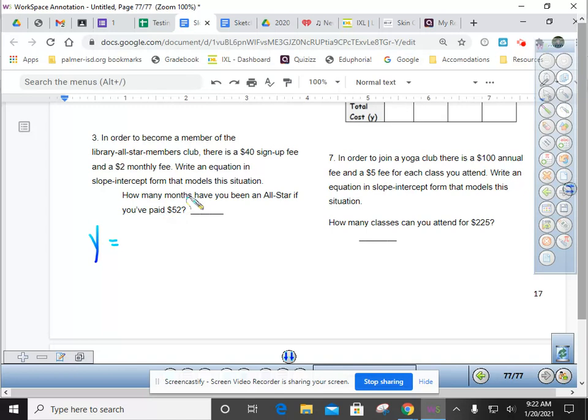Who would like to try it? Caden, go. Y equals 2x plus 40. Perfect. Couldn't have done it better myself. Write it down. I say this isn't hard, guys, but if you don't pay attention, it will be hard.